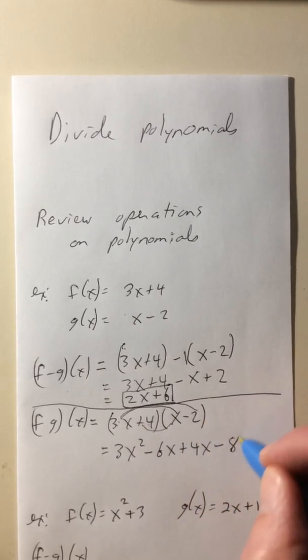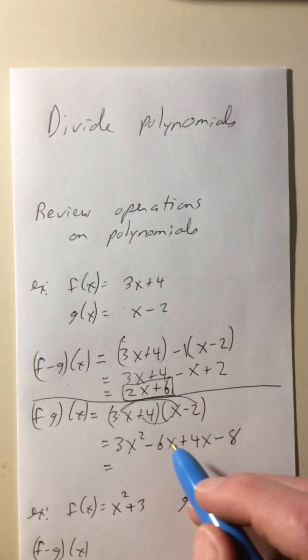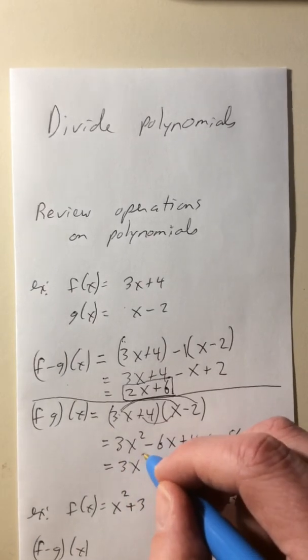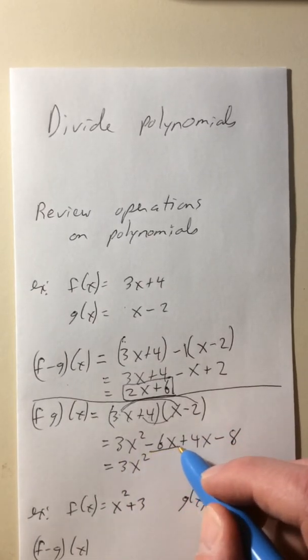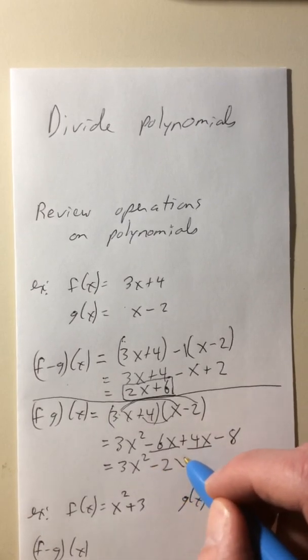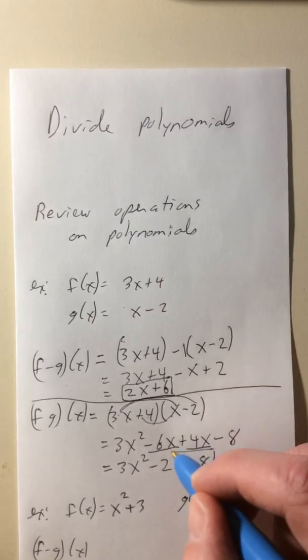So 4 times negative 2 is minus 8. And then again, we just collect the like terms. So 3x squared, and there are no other x squareds, so we just leave it as 3x squared. And then we've got 2 x terms here, negative 6x and positive 4x, which makes negative 2x. And then we have minus 8. And that is that.